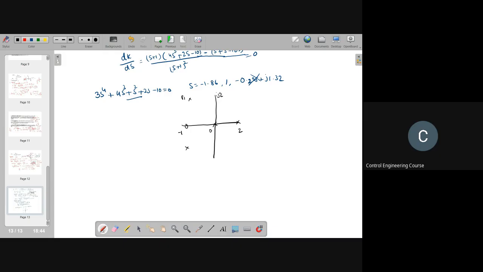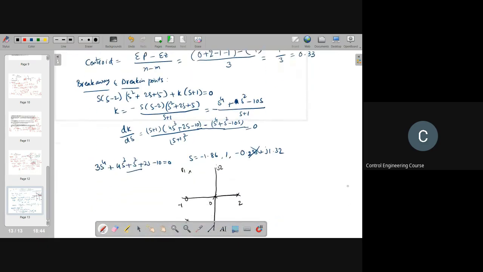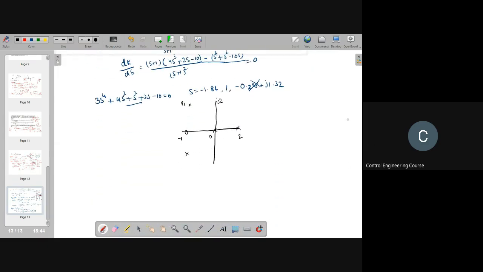This is P1, this is P2, P3, P4. P1. Now, what is this angle?